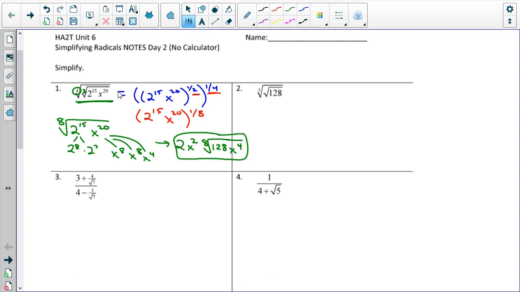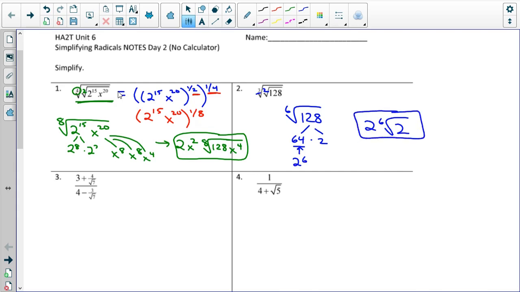Number 2, if I have a cubed root and a square root, that ends up being a 6th root of 128. So 128 is really 64 times 2. 64 is 2 to the 6th. So I can pull 2 out, and I have the 6th root of 2 as what's left over.